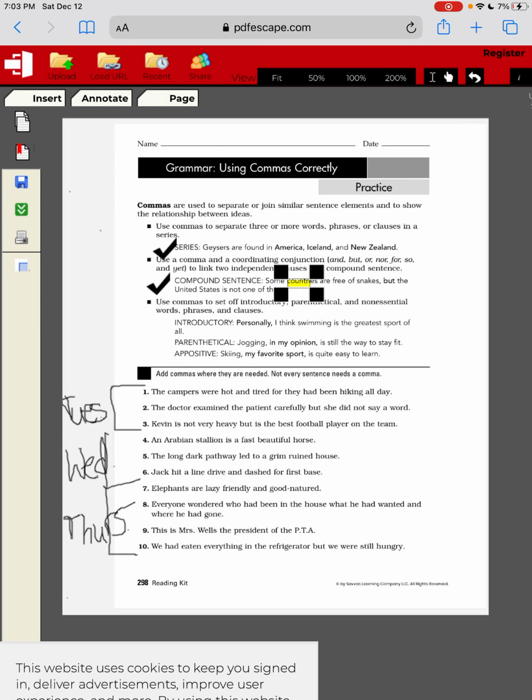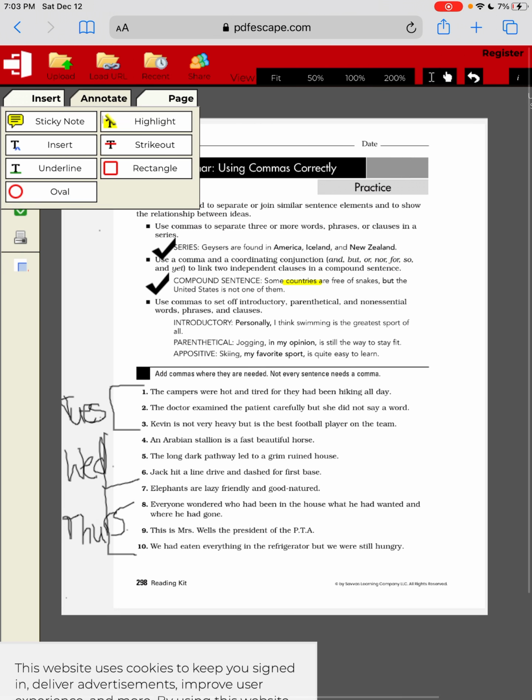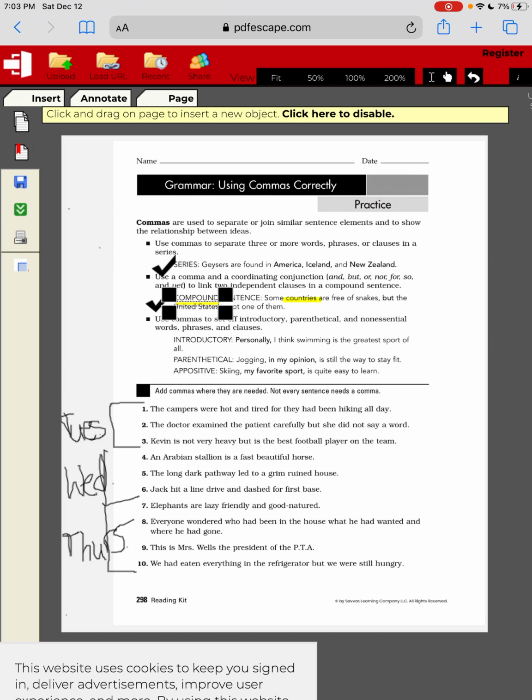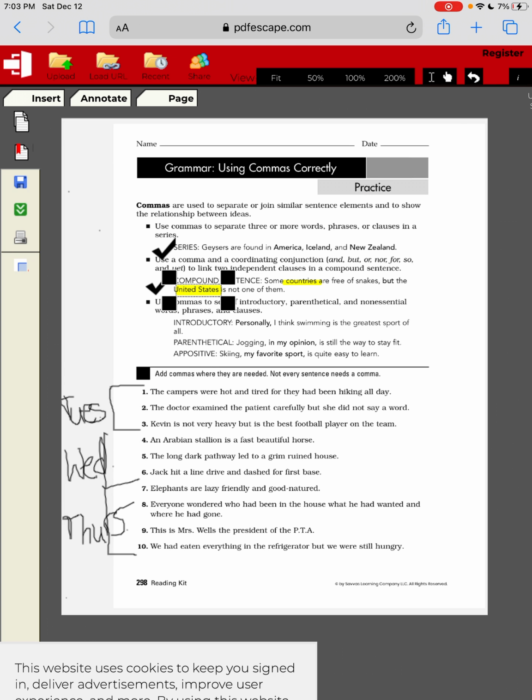So, for example, here you have country, which is the subject, and on the other side of the sentence you have United States. You have 2 subjects there. If you don't have 2 subjects, then you don't have 2 independent clauses. They can't stand alone. You can say some countries are free of snakes, period. Okay? And you can also say the United States is not one of them, period. Those are independent of each other, but we combine it with comma, but. All right?